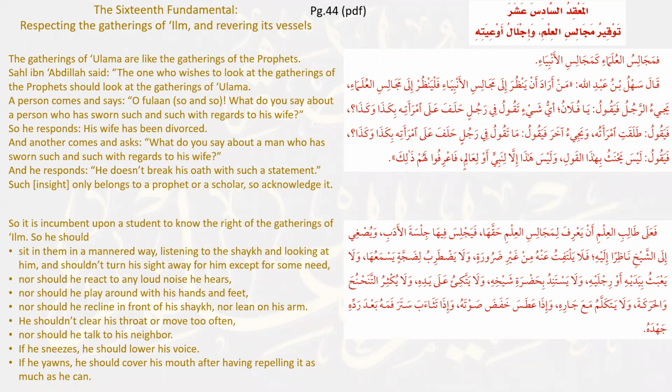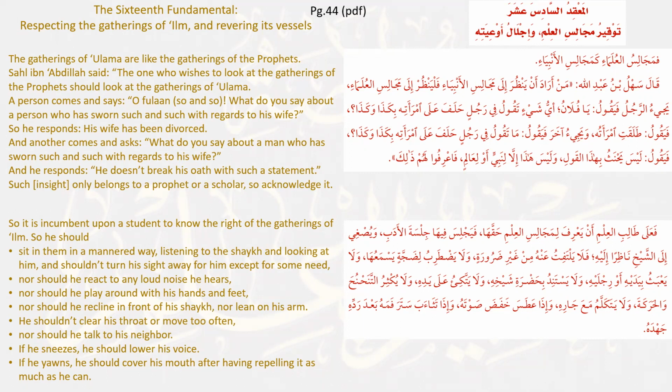ممتاز. So he just gave this example to establish that the majalis of ulama are like the majalis of anbiya. Now, why is he making this point? To encourage us to observe ample adab when in the gathering of knowledge. So he says, فَعَلَى طَالِبِ الْعِلْمِ أَنْ يَعْرِفَ لِمَجَالِسِ الْعِلْمِ حَقَّهَا.